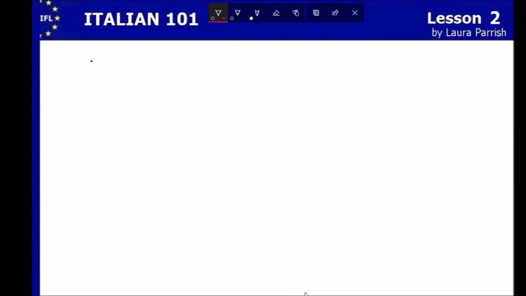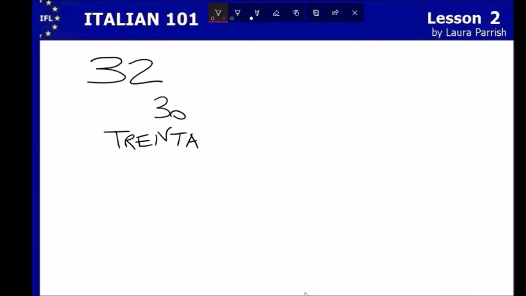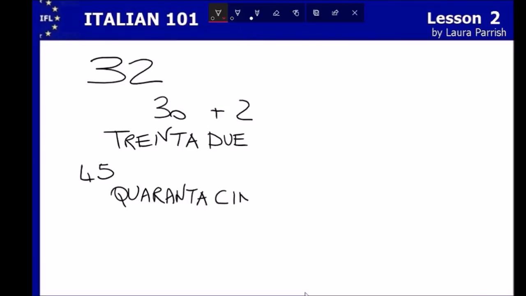Now, if you want to write the number 32, you have to write in Italian 30, like you do in English, because 30 means 30, and then you add the number 2. So 32. If you want to write the number 45, it is the same. You say 40, because 40 means 40, and then you add the number 5. 45.